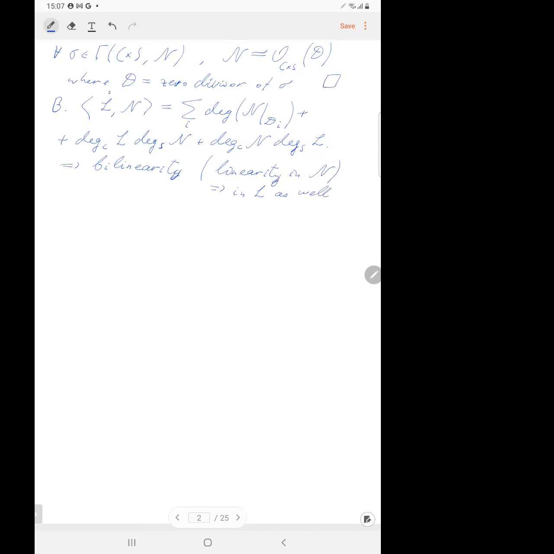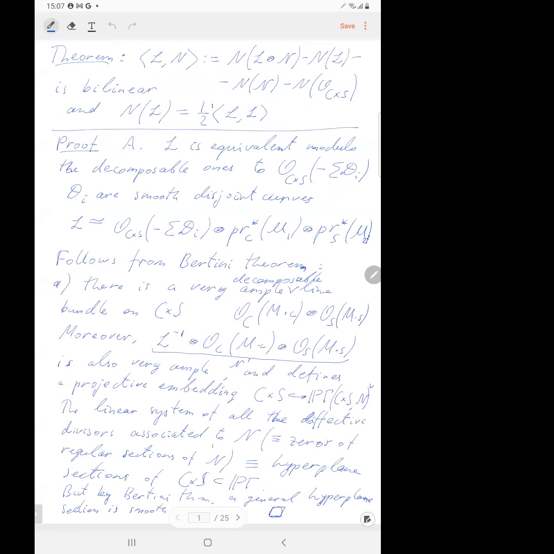Okay, so let's perform this explicit calculation. And I forgot why it is symmetric. Just by the very definition. I mean, let's go back. Here's the definition of the pairing. Okay. It's very symmetric. Okay.